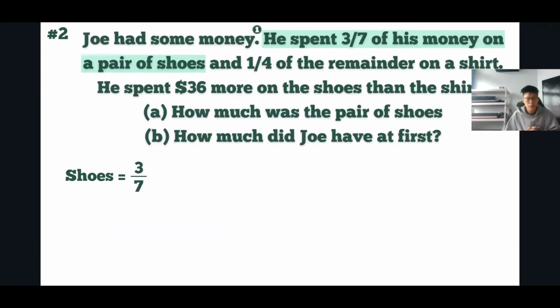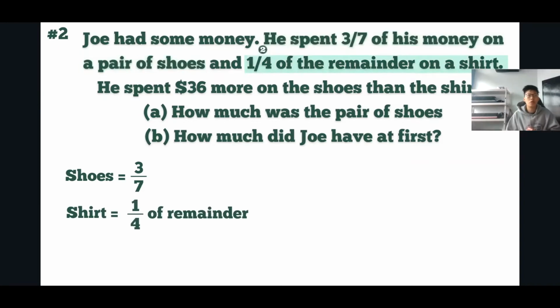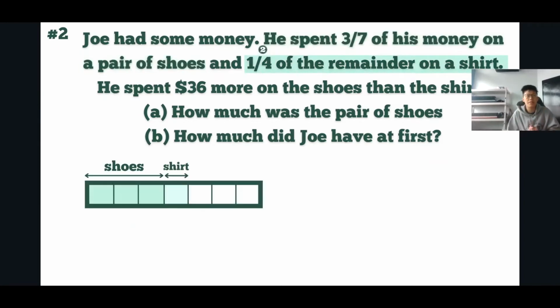Now, in example number 2, we can see over here Joe had some money. He spent 3/7 of his money on a pair of shoes. So write down shoes equals 3/7, and 1/4 of the remainder. Again, the word remainder pops out. So what we want to do is write it down first. Then after that, what can I do?